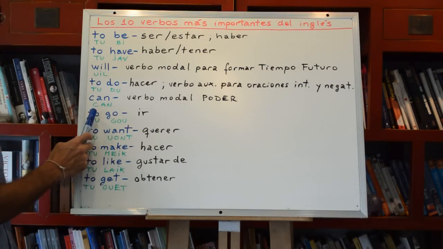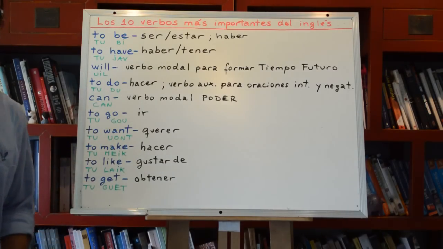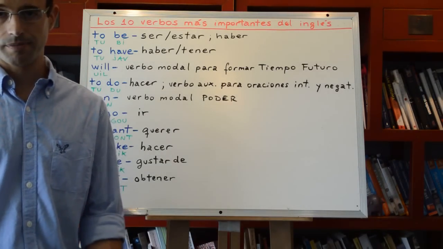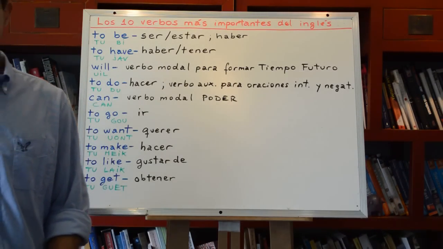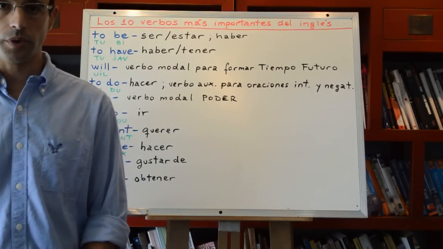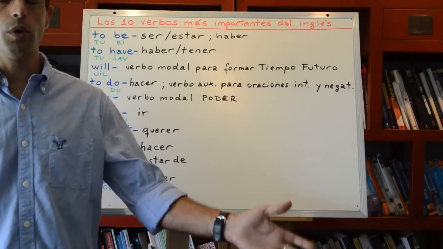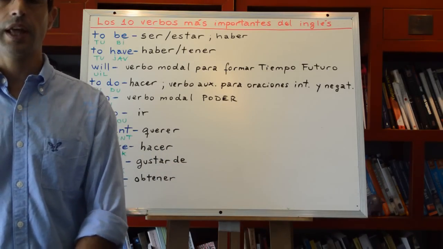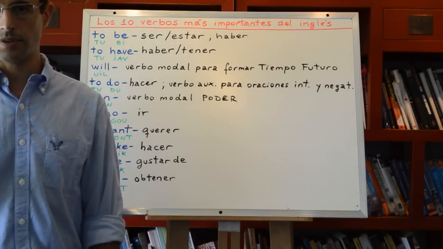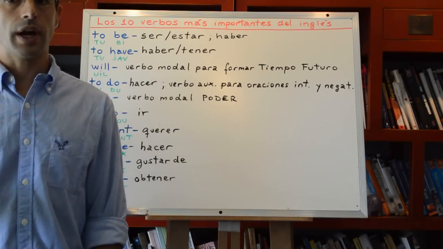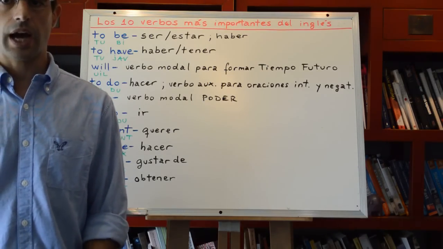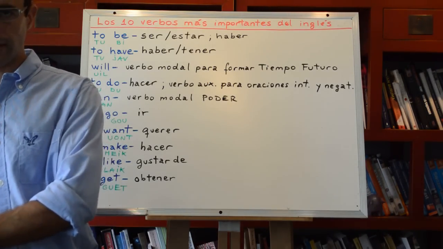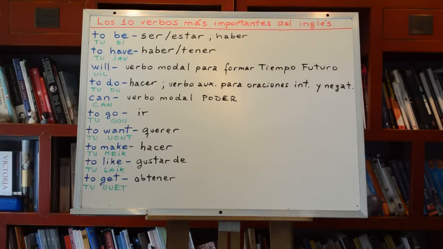Okay, let's continue with the verb to go. To go literally means ir, in every sense. I want to go. Yo quiero ir. She won't go to the party. Ella no va a ir a la fiesta. I am going to go to eat. Yo voy a ir a comer. I am going to stay. Yo voy a quedarme. Okay?